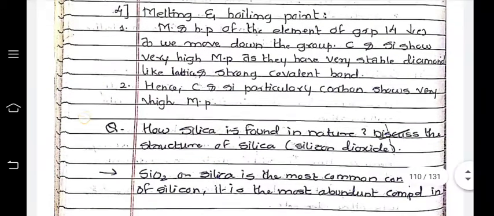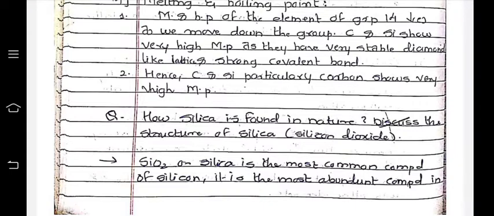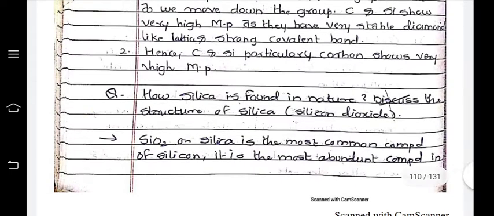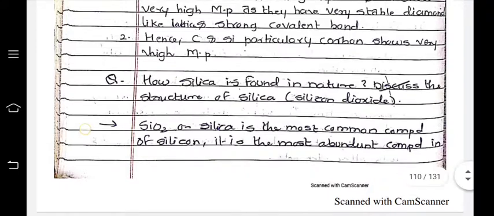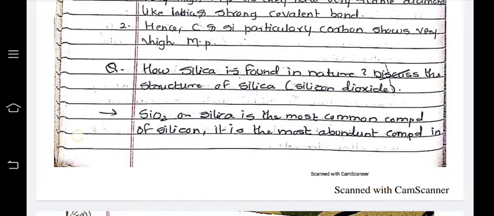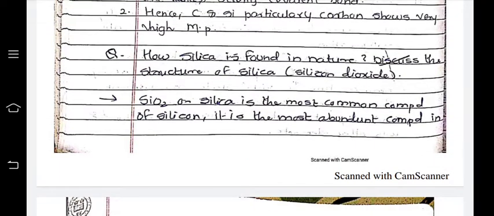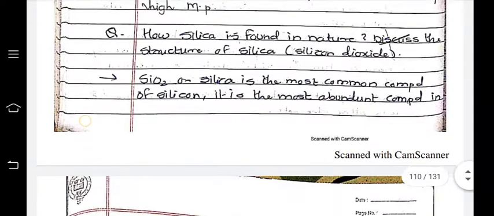Melting and boiling points. The melting and boiling points of the group 14 elements decrease as we move down the group. Carbon and silicon show very high melting points as they have a very stable diamond-like lattice and strong covalent bonds. Hence carbon, particularly, shows very high melting points.